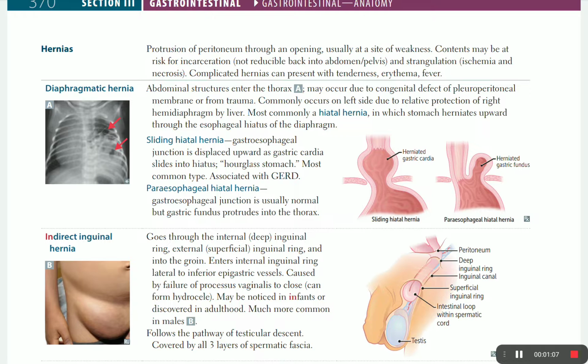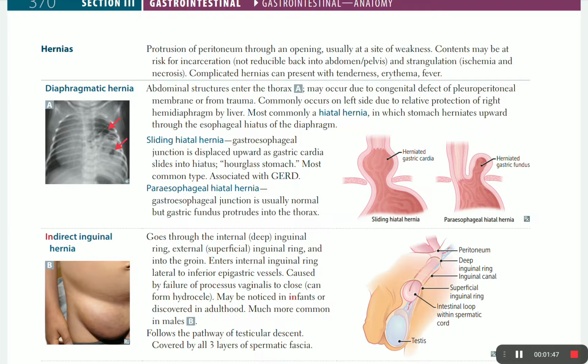Diaphragmatic hernia is when an abdominal structure enters the thorax, may occur due to congenital defect of pleuroperitoneal membrane or from trauma. Commonly occur in the left side due to relative protection of right hemidiaphragm by liver. So the liver on the right side works as a defense, protecting the diaphragm, but in the left side there is no defense against the herniation.